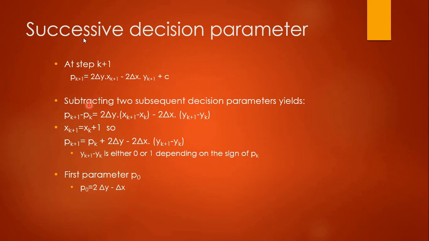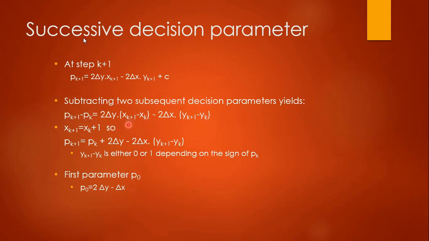Everything is the same. Now you have to subtract two subsequent decision parameters. The previous decision parameter was pk and the next is pk plus 1. So I am going to subtract both of these. That is, pk plus 1 minus pk is equal to 2 delta y into xk plus 1 minus xk, minus 2 delta x into yk plus 1 minus yk. This is the result after subtraction of the two decision parameters.